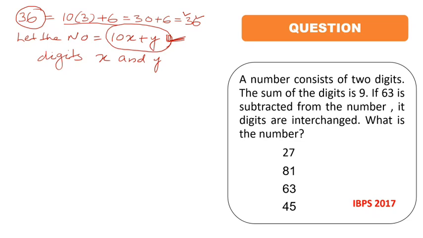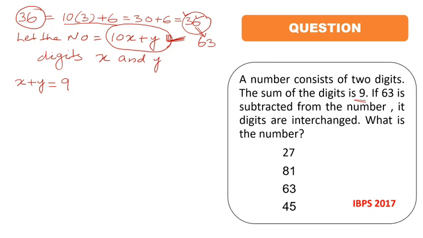The number consists of two digits and the sum of the digits is 9. So we can write x plus y, that is the sum of the digits, x plus y is equal to 9. When 63 is subtracted from the number, the digits are interchanged. Again students, let me be very clear here. 36 is a number. When you interchange the digits, this number will become 63.